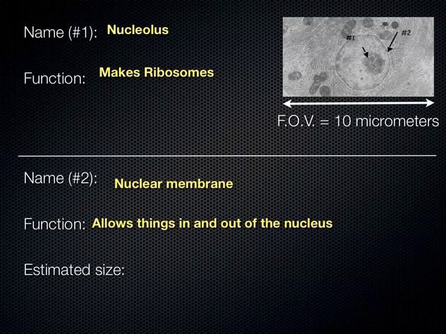The chromosomes, for example, cannot get out of the nucleus. DNA is stuck inside. But other things can get out. Things like RNA. DNA is double-stranded, RNA is single-stranded. It's a different sugar, ribose rather than deoxyribose. It also has the nitrogenous base uracil rather than thymine. It's just going to confuse you.